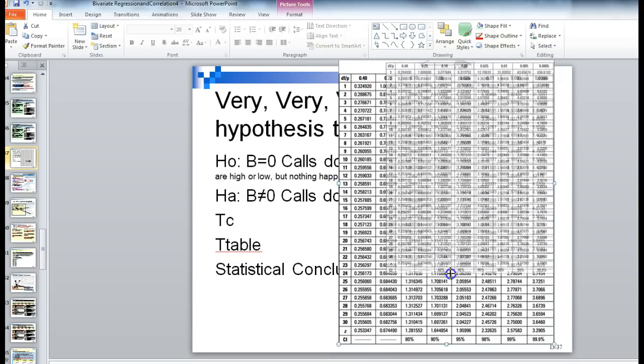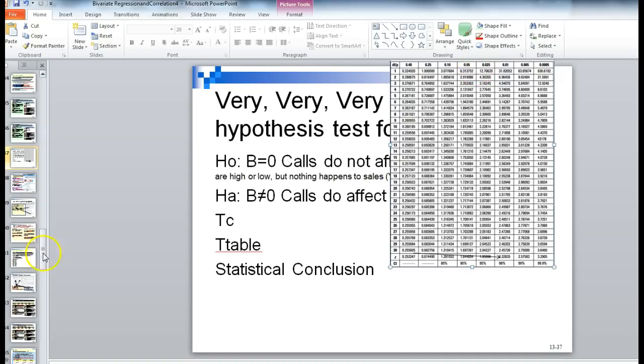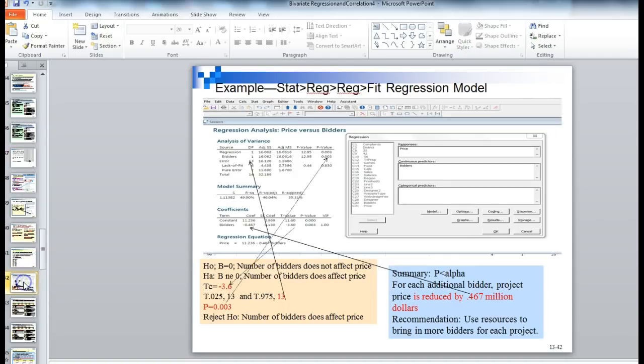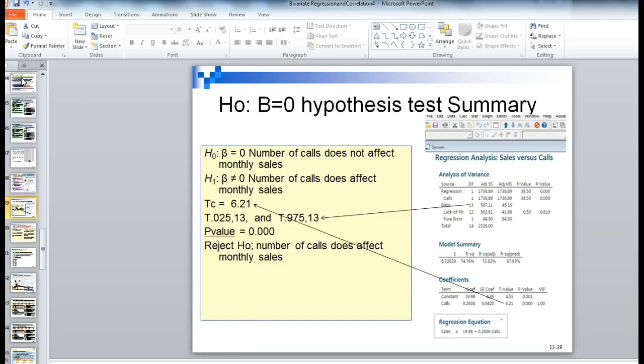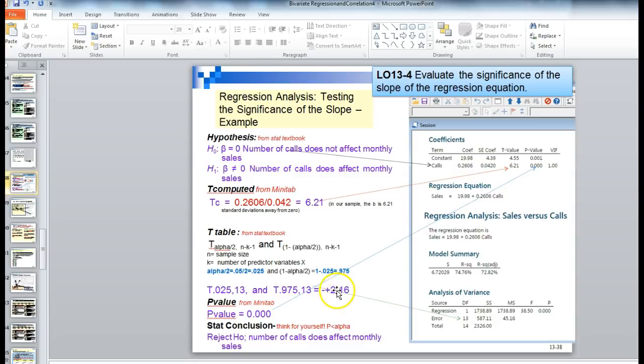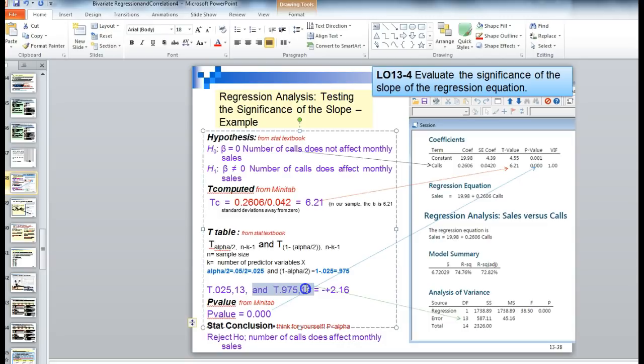All right. Shrink this, baby. 2.16. Where am I? Darn it. Sorry, you guys. All right. So, t.025 with 13 degrees of freedom is going to be equal to positive 2.16. And it turns out that t.975 is going to be negative 2.16.